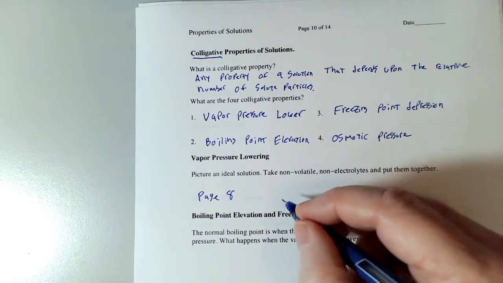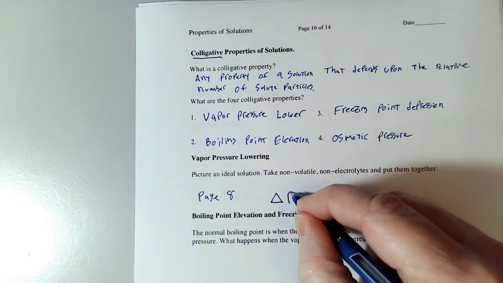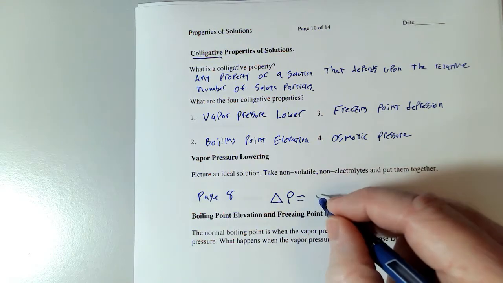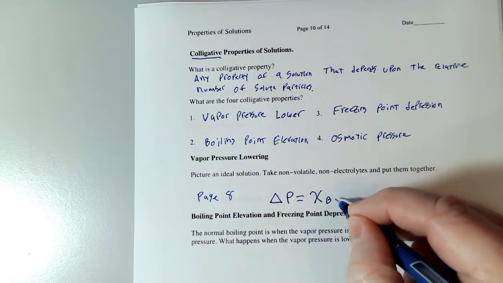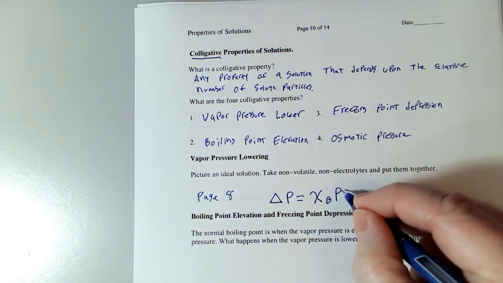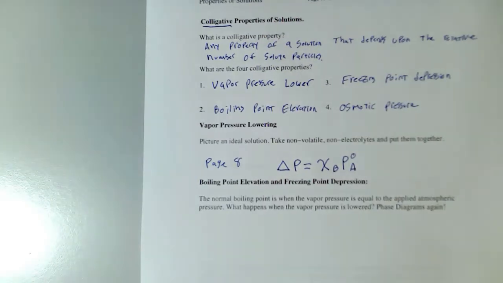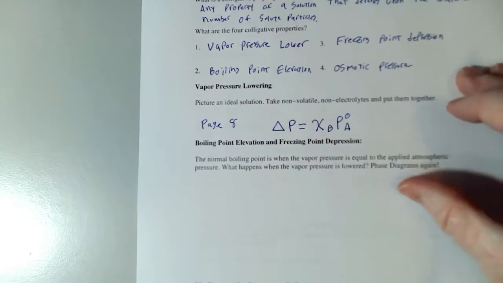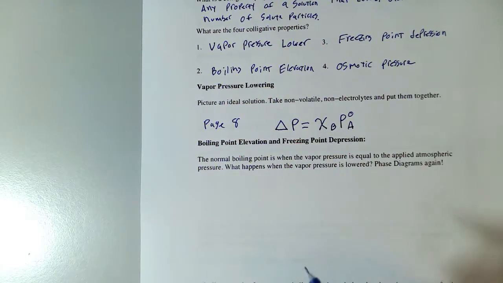Now, there is an equation that governs this. The change in the vapor pressure equals the mole fraction of B times the vapor pressure of pure component A. That is derivable if you like doing algebra. I just don't think we need to talk about it that much.